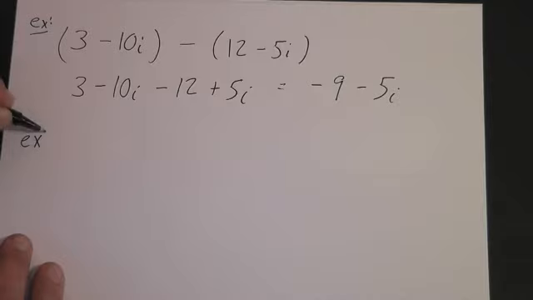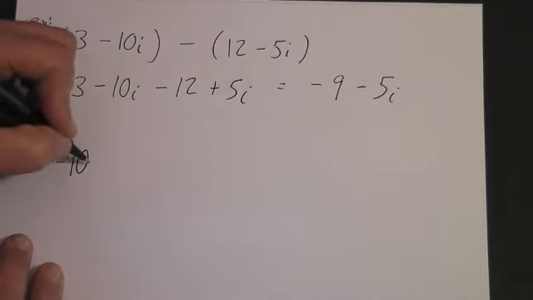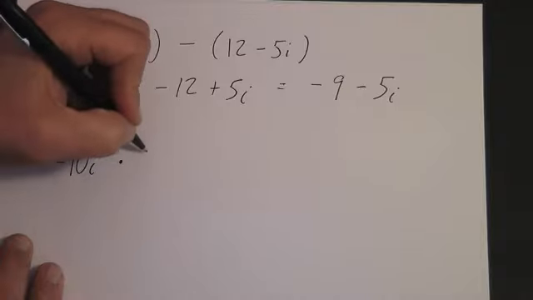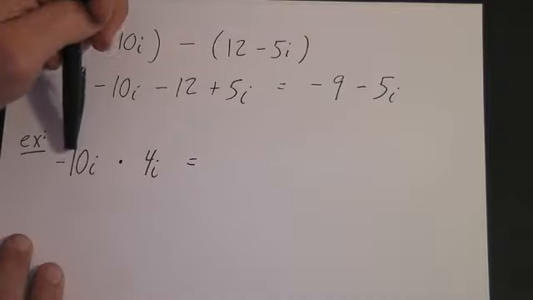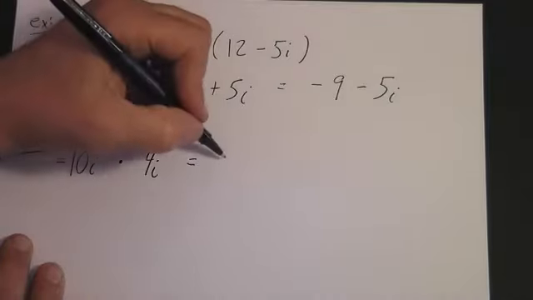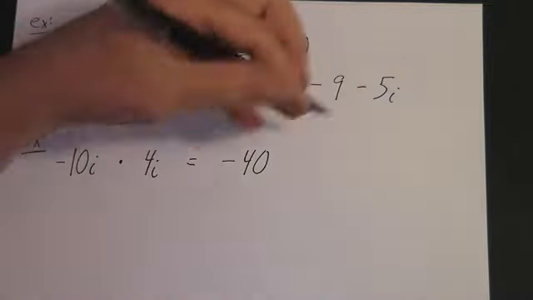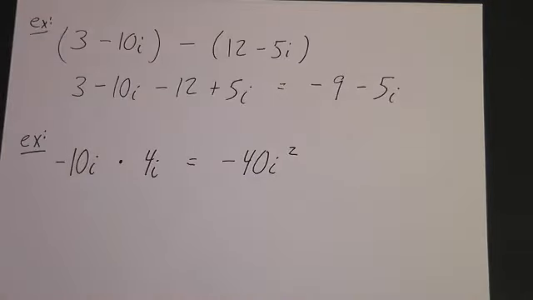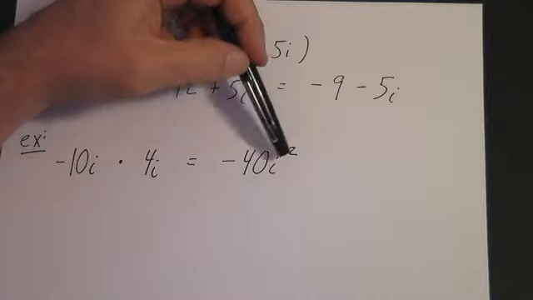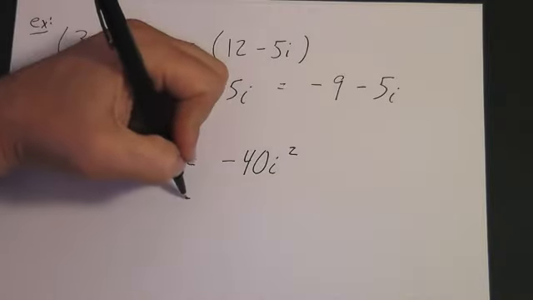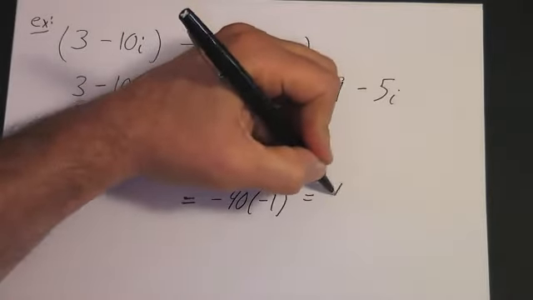Now when you multiply complex numbers, in the simplest case we would have something like negative 10i times 4i. If these were x's, that would be minus 40x squared. Since we're going to treat i as if it's a variable, then that's going to be minus 40i squared. The difference is when you have i to a power other than 1, you always simplify it. i squared is simply minus 1. So you're going to have minus 40 times minus 1. In this case, that's going to be a positive 40.